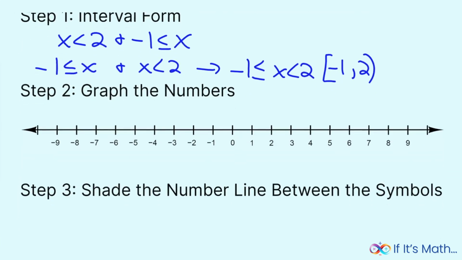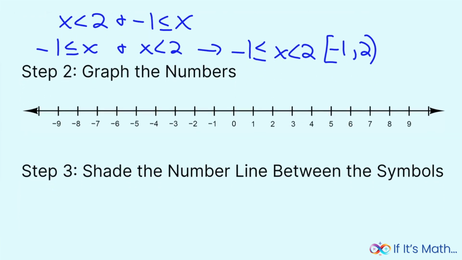So then we're on to the graphing step. So we have negative 1 with a left bracket, and we have 2 with a right parentheses, and shade in between. So that was graphing a compound inequality when you're given the two inequalities and they're not already put together.